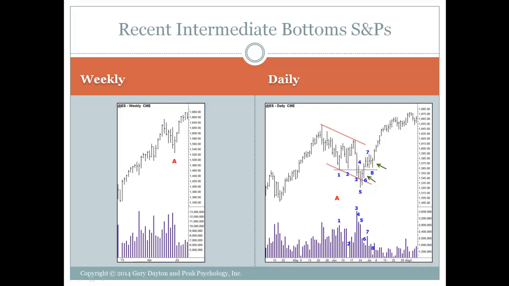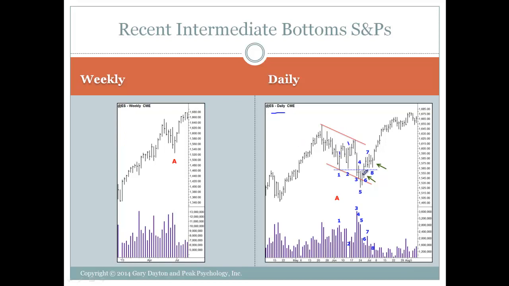So here's pullback number 1. This occurred in July, about a year ago, I guess. Okay, we've been on quite a long run here. So we come down in this market, and notice at 1 and 2, we see good price bar action. There's buying coming in here. This is the daily now. We're looking at multiple time frames.